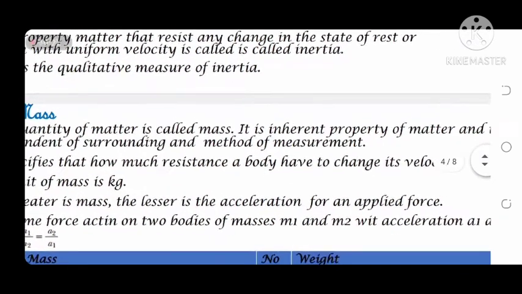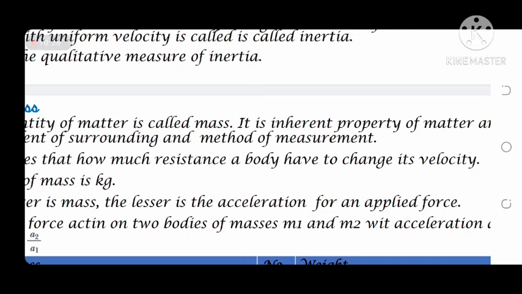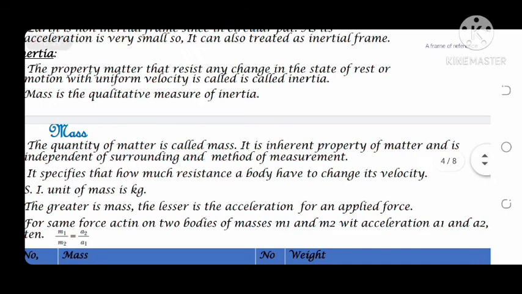If a large body is moving, suppose a truck, a bus, or a car is moving, it is difficult to stop it because it has a large mass, large inertia, and large resistance to stop it.